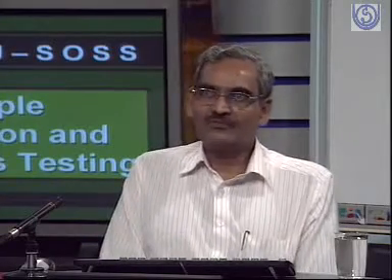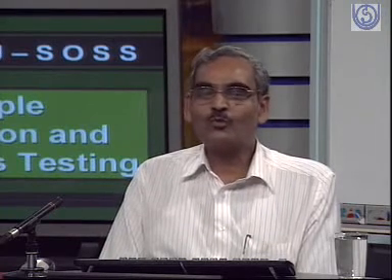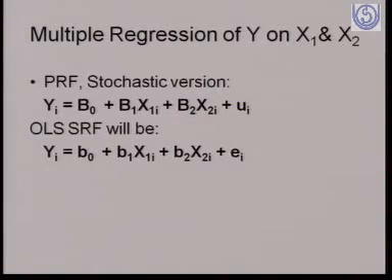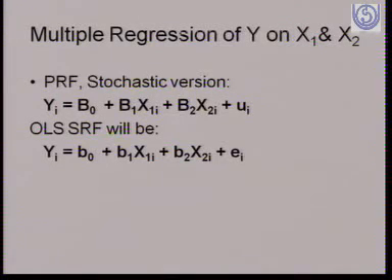With these remarks for revision, I pass on to multiple regression of y on x1 and x2. Notice, the population regression function in its stochastic version would be B0 plus B1 x1i plus B2 x2i plus ui, and the corresponding ordinary least squares sample regression function will be virtually the same, but capital B's are replaced by lowercase b letters over here, and ui is replaced by ei.